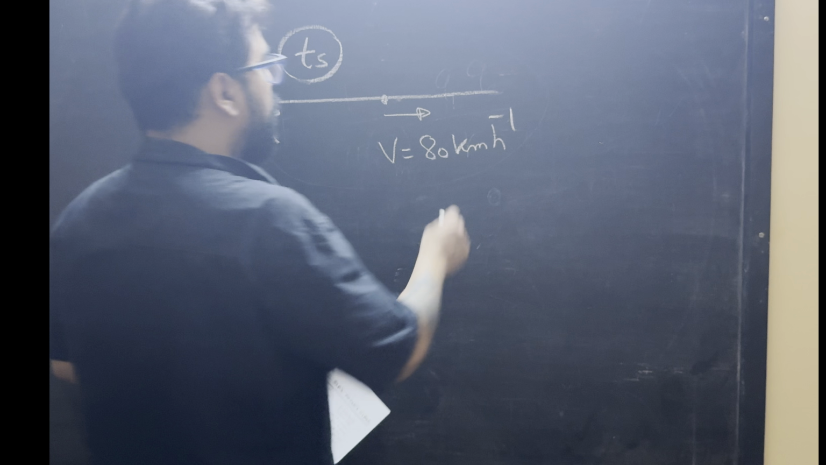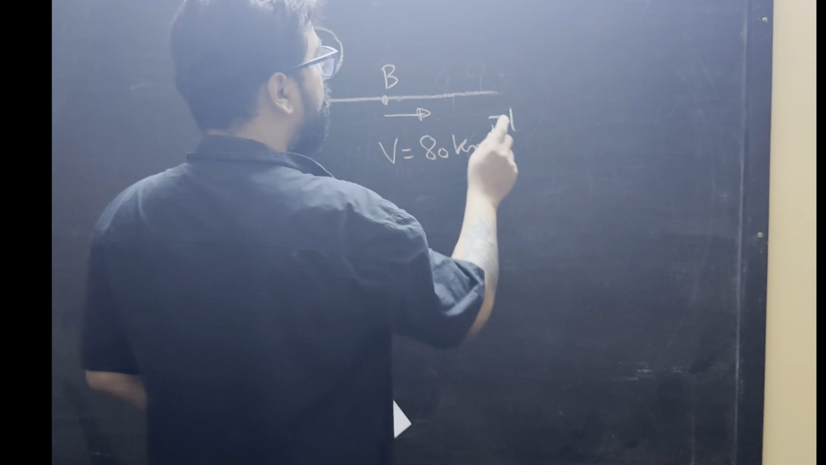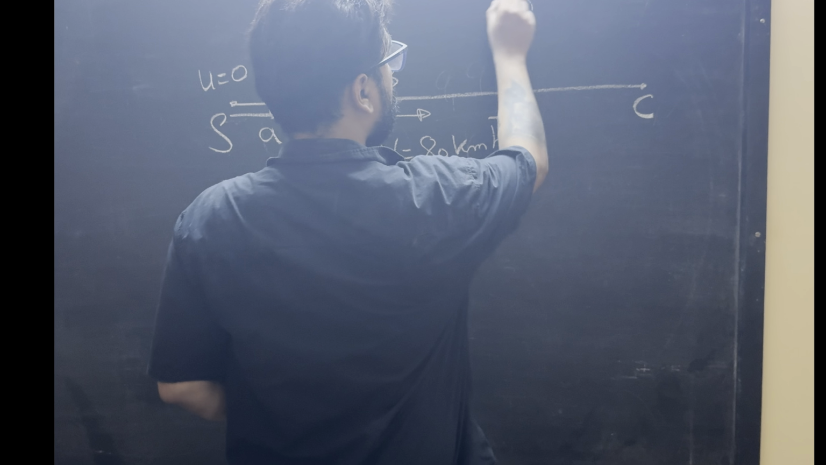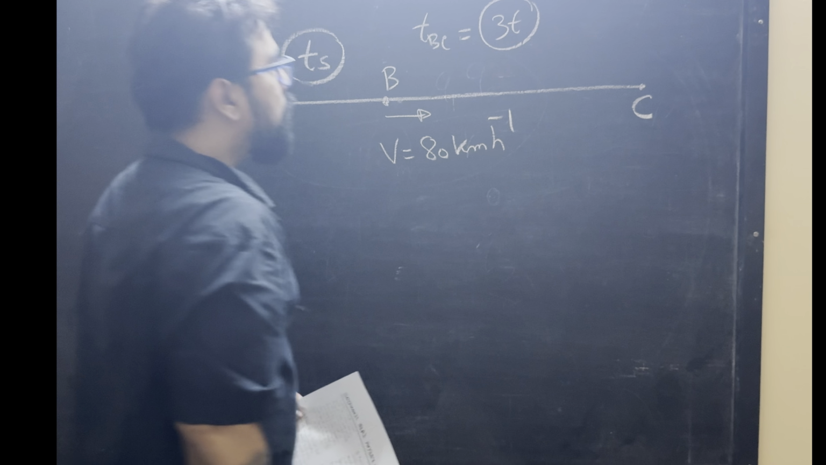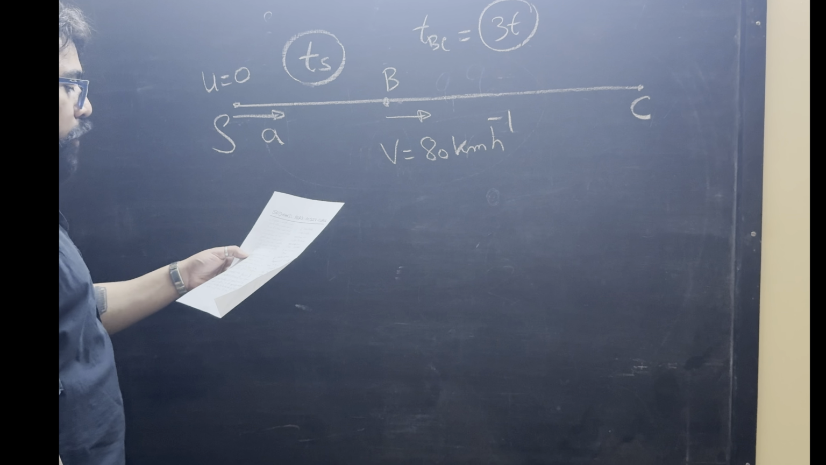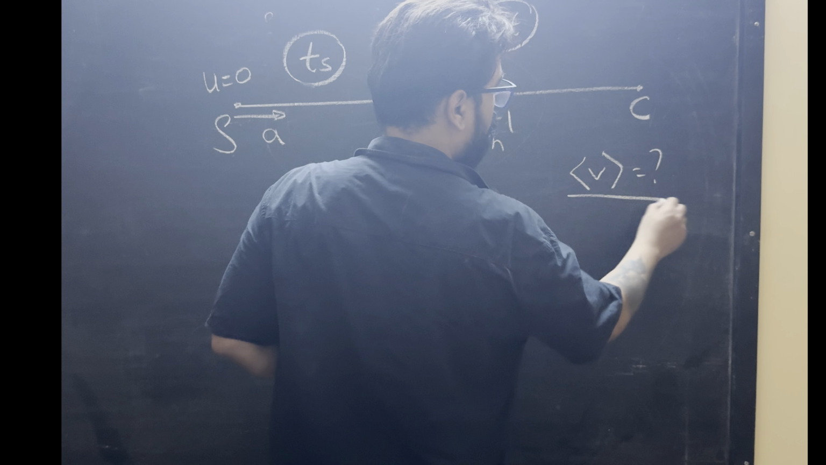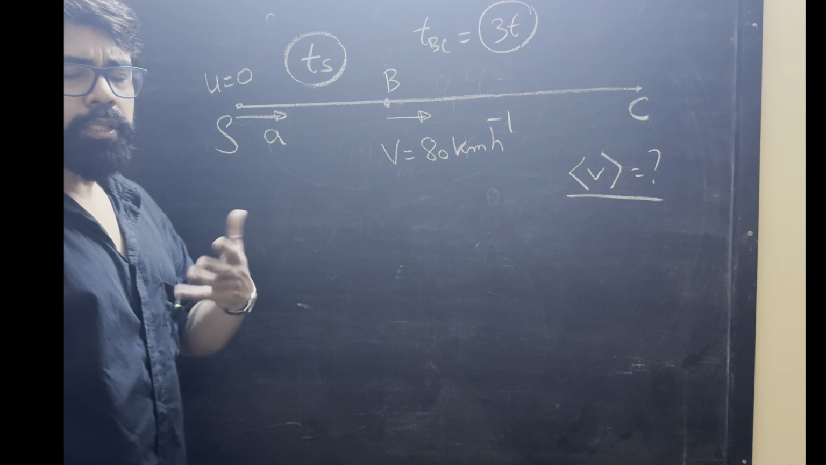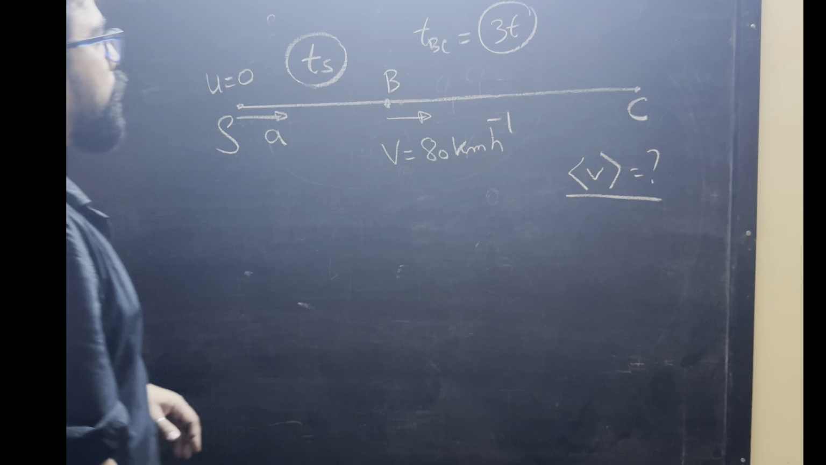And then this train moves with this velocity of 80 km per hour, say from B to C, for the time 3t. So what is the time taken to move from B to C? It is 3t. So for this journey SB and BC, we have to calculate its average velocity or speed, because the motion is unidirectional, or one direction. So obviously the average velocity and the average speed will be same. So we need to calculate that.